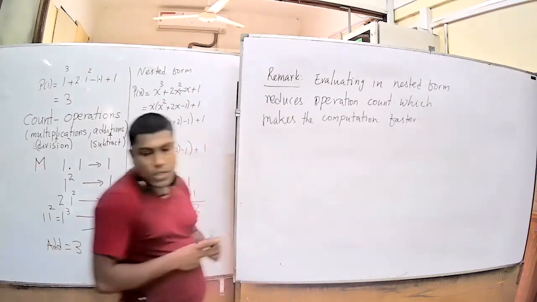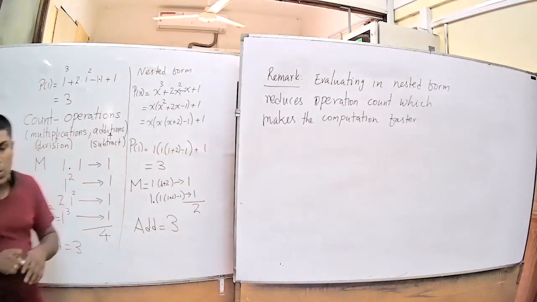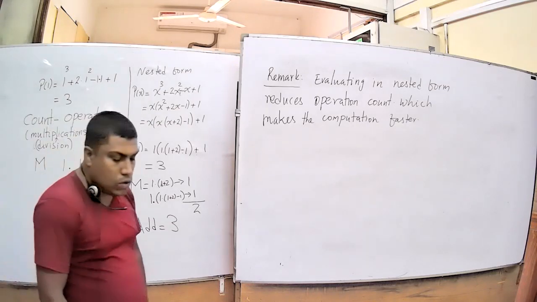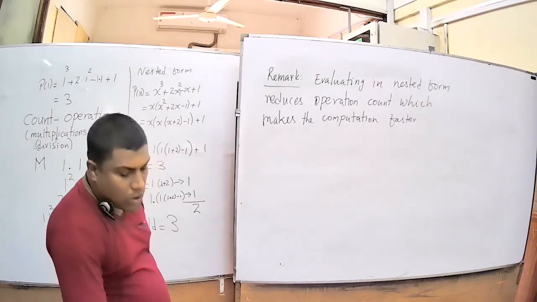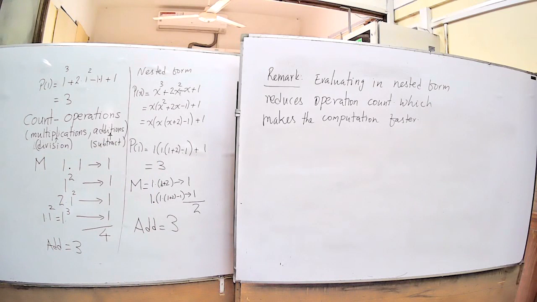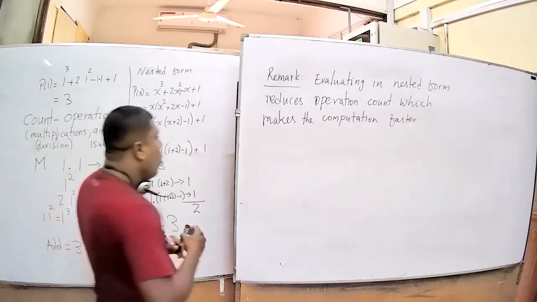Okay, so this reduces the operation count so that the computation becomes faster. This example shows you that the nested form is quite useful here. So now, developing this nested form, we try to see the polynomial evaluation in a different way. That is called Horner's algorithm.